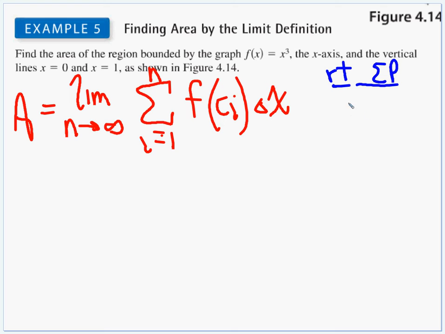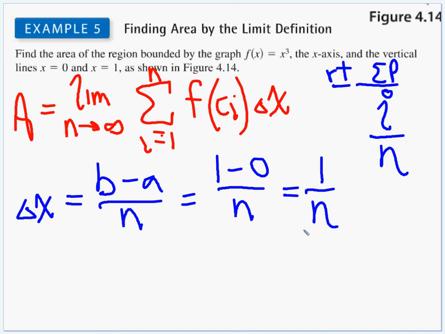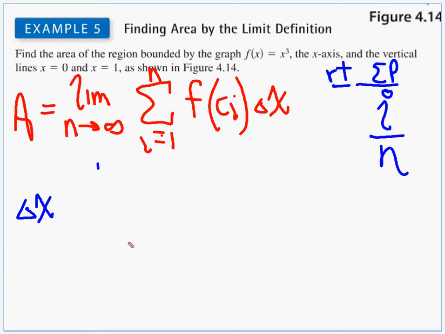We are starting at 0, so we could put 0 plus b minus a over n times i. Ooh, and I guess we didn't find that yet. Our delta x is b minus a over n, and this problem cannot get much simpler. 1 minus 0 over n, or just 1 over n. So to figure out our right endpoint, we're just going to take 1 over n and multiply that by i. So our right endpoint is going to be i over n. We could do it with the left endpoint. That would be i minus 1 over n, but that's just going to give us more algebra work than we need.